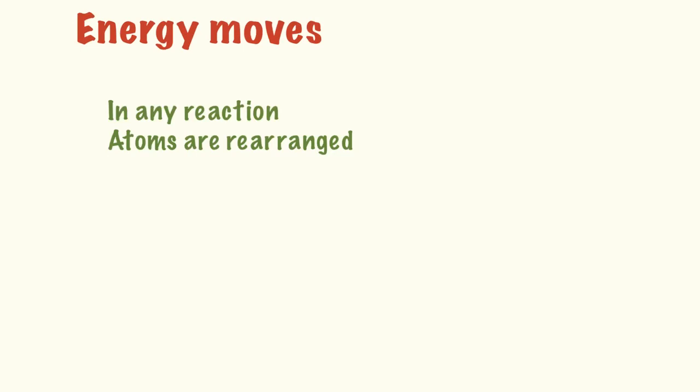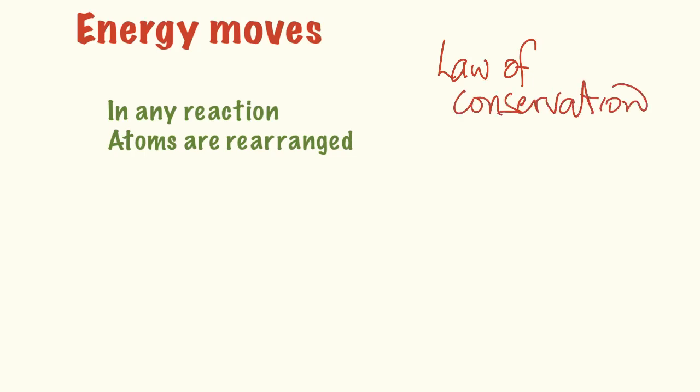Right, so going through this again. In any chemical reaction, atoms are rearranged. You do not add or subtract atoms. We have the law of conservation of mass, which we've touched on before, which tells us that the number of atoms we have at the start and the number of atoms we have at the end must be the same.